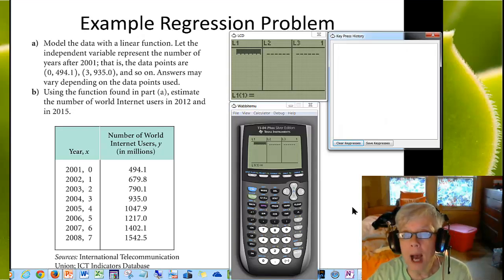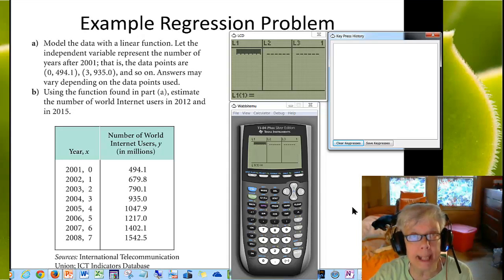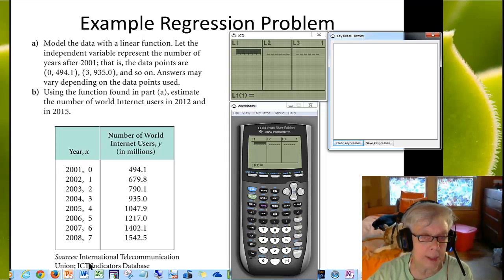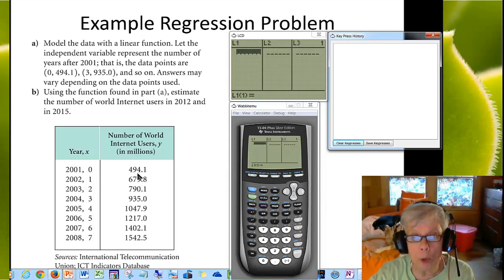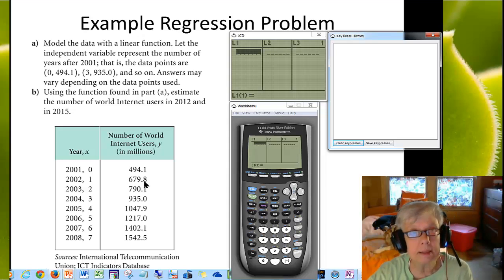Okay, now you're back. I am going to enter in my data, and here's how I'm going to do it. I'm going to put in the L1 data first, and notice that L1 is really the letter X. These are the years. If you were making X and Y points, these would be the points 0, 494.1, 1, 679.8. All right, so what we really have here is a T table. I'm going to put in all of my X coordinates right here, 0 through 7. So here we go.